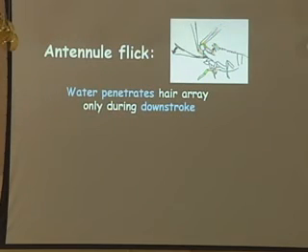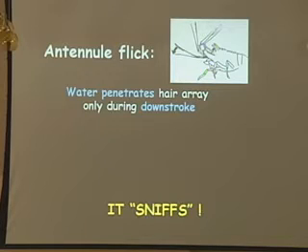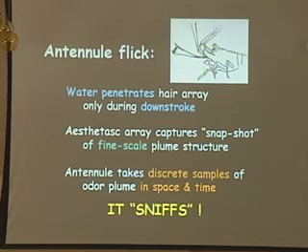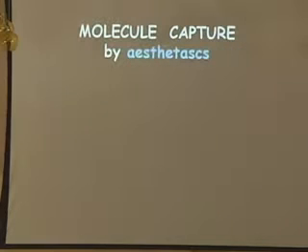So let's sum up what we know so far. When an antennule flicks, water penetrates the hair array only during the downstroke, so the animal is sniffing. And the aesthetasc array is able to capture a snapshot of that fine-scale filamentous structure of the odor plume when it takes a sniff, and it hangs on to that sample until the next sniff. So it's taking discrete samples of its environment in space and time.